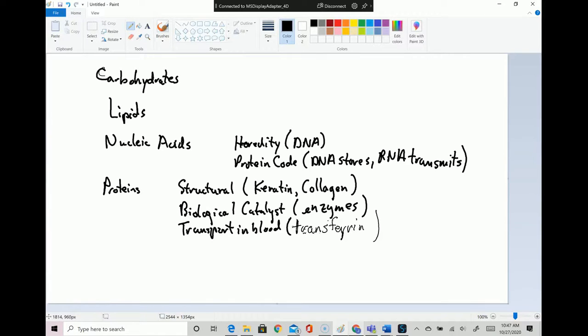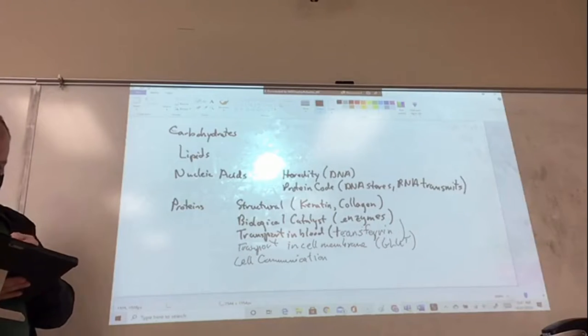So transferrin, and then transport proteins in cell membrane. That would be GLUT proteins. Okay. And I don't care what order you put these in. I usually remember them differently every time I do this. So transport and cell membrane. Cell communication. Cell communication is my fifth function there. We had glycoproteins.